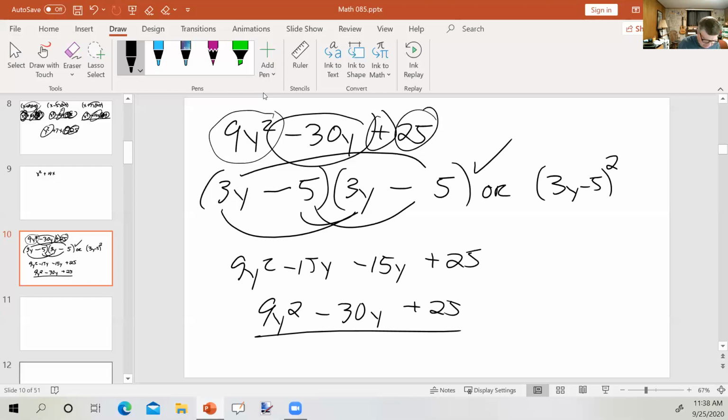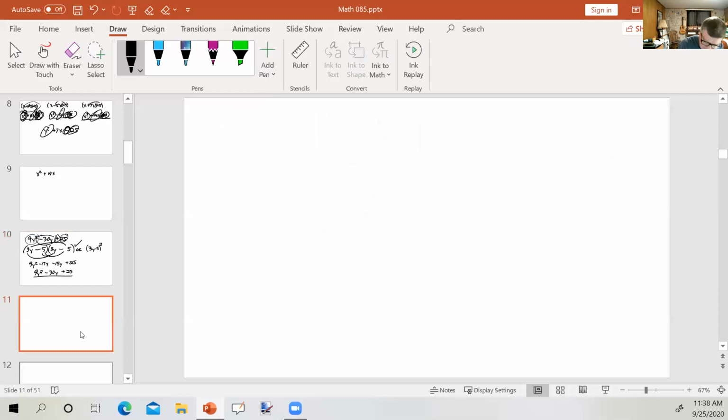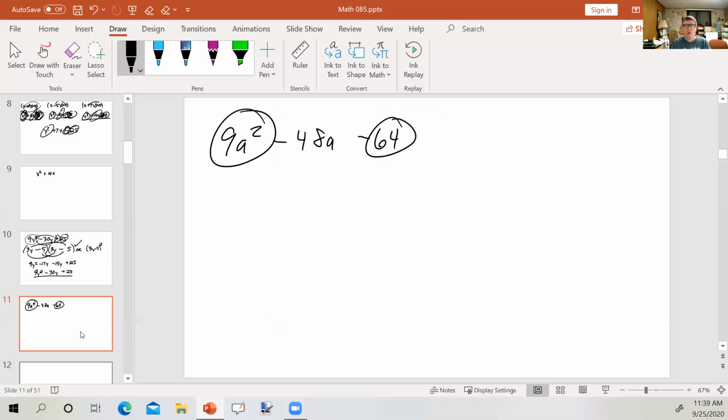Let's see here. 9a squared minus 48a minus 64. So if this is a perfect square trinomial, we'll factor it. If it isn't, we'll leave it for later. It starts with a perfect square. It ends with a perfect square. But there's a minus sign there. So it is not a perfect square trinomial.